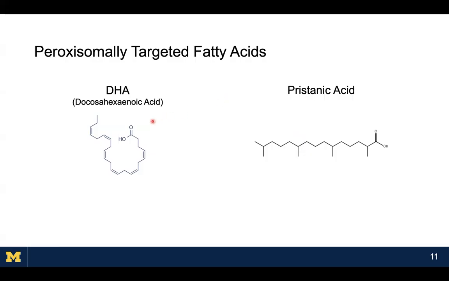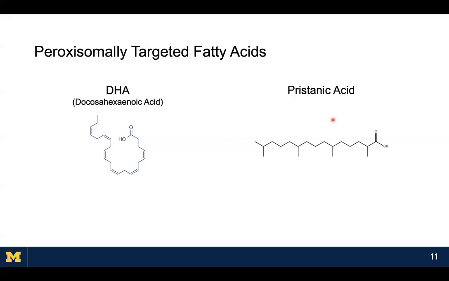Starting with DHA, that is really important to retinal health. DHA in vivo RPE are designed to preserve DHA. They repackage it from the outer segment phagocytosis into triglycerides and send it back up to photoreceptors. But in vitro, we've seen that it does actually raise OCAR, which indicates that it's being beta-oxidized. And pristanic acid is our really weird 15-carbon branched chain fatty acid that's not necessarily abundant in the RPE, but we know it's targeted to the peroxisome, so we also use it to investigate peroxisomal beta-oxidation.